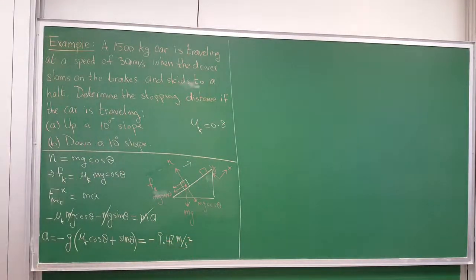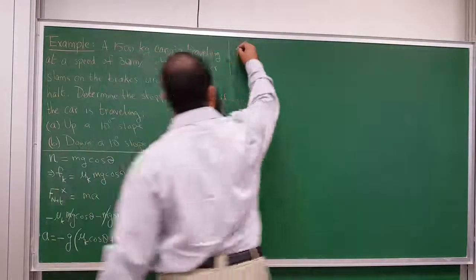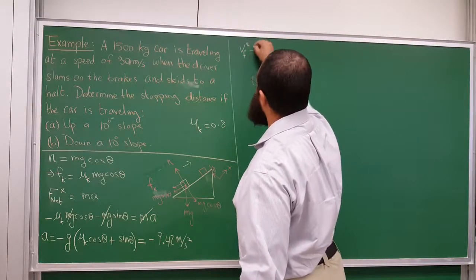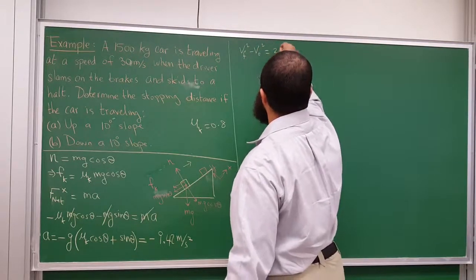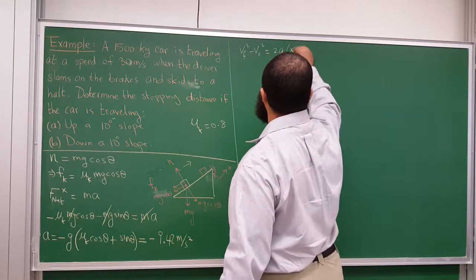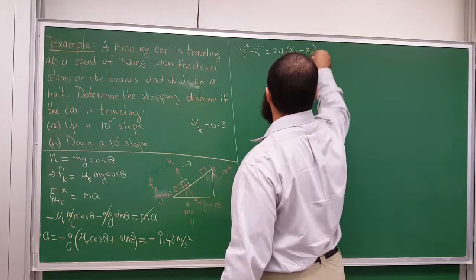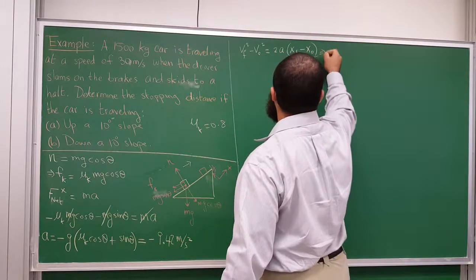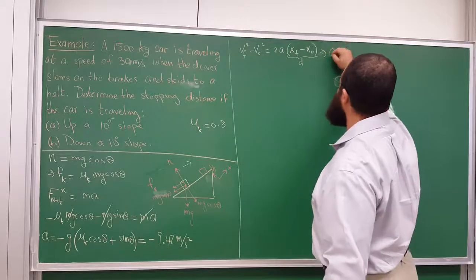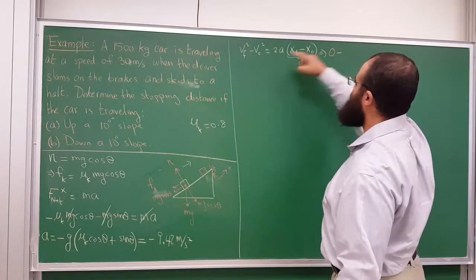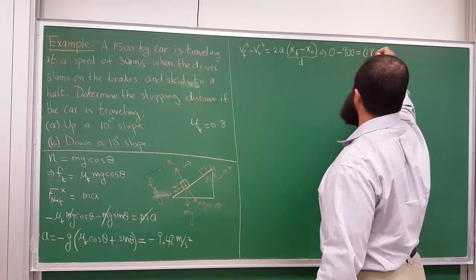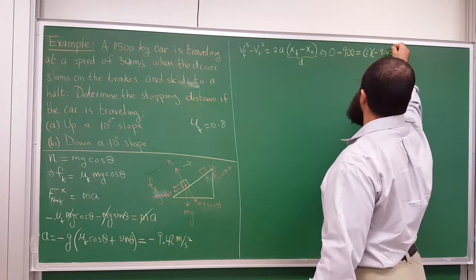So how far will it go before stopping? Well, initially it's moving at 30, and so we will use the fact that we're still in part A. We'll say V final squared minus V initial squared is equal to 2 times the acceleration times x final minus x initial. This is the distance that it has moved. And so we get V final will be 0 because the car stops. V initial is 30, and 30 squared is 900, so 900 equals 2 times the acceleration, negative 9.42, times d.